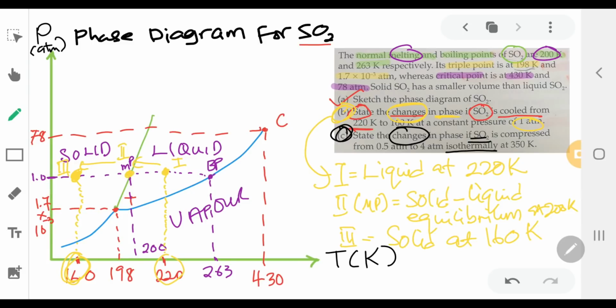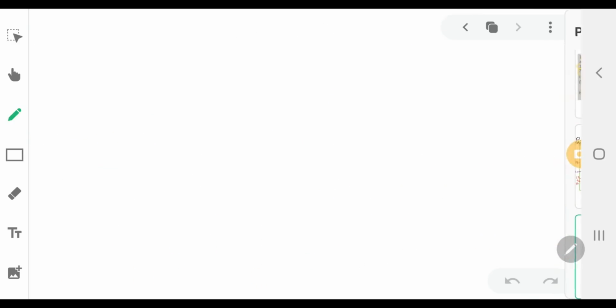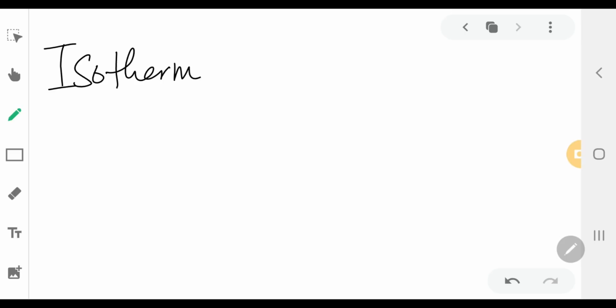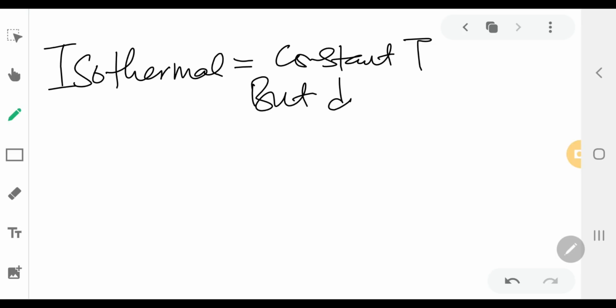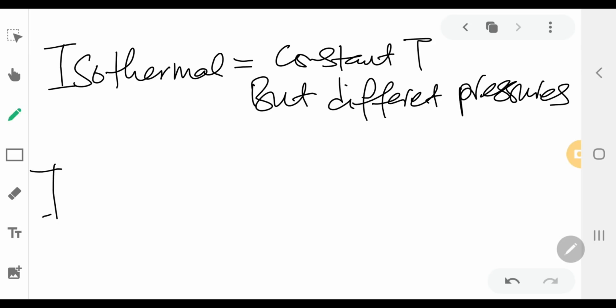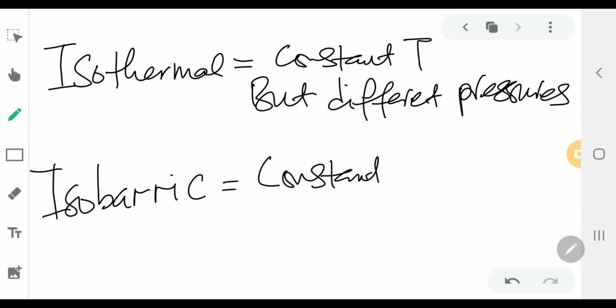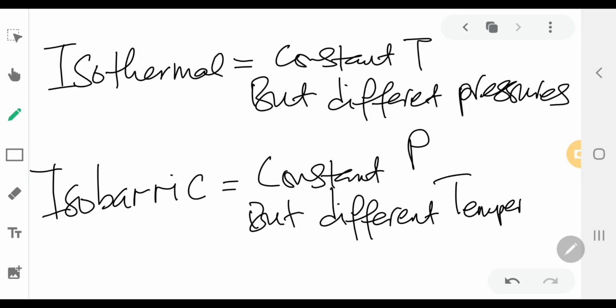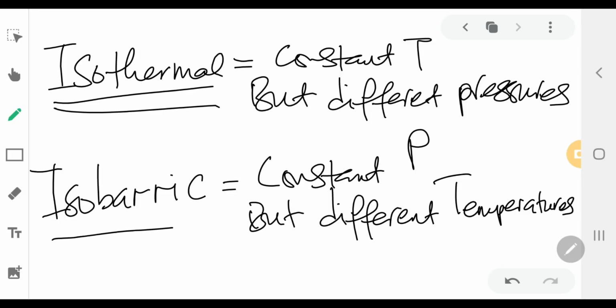you do it isothermally. Before I continue, let me introduce two terms. Isothermal means constant temperature but different pressures. Another term is isobaric, which means constant pressure but different temperatures. These are two very important terms. Remember, isothermal: constant temperature, but you change the pressures. Isobaric: constant pressure but different temperatures.